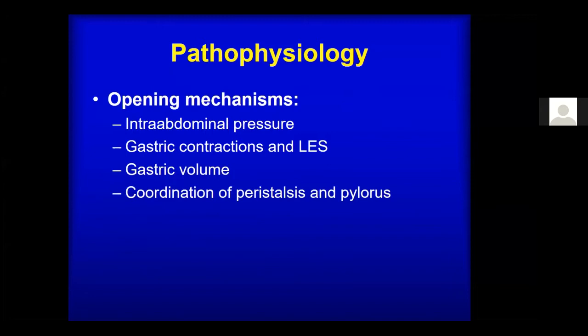So what opens it, on the other hand? We have the intra-abdominal pressure, the gastric contractions and LES, the gastric volume, and the coordination of the peristalsis and the pylorus. For the intra-abdominal pressure, we all know when you cough or when you have a high intra-abdominal pressure, the reflux is high. Gastric contractions and the lower esophageal sphincter have something to do with it. If the sphincter is weak and the contractions are vigorous, you will have reflux. And the gastric volume itself also, and the coordination between the peristalsis of the stomach and the pylorus.